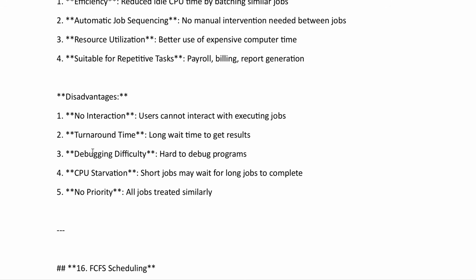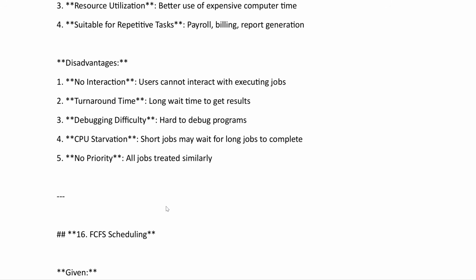Disadvantages are no interaction, users cannot interact with executing jobs. Turnaround time, long wait time to get results. Debugging difficulty, hard to debug programs. CPU starvation, short jobs may wait for long jobs to complete. And no priority, all jobs are treated similarly.